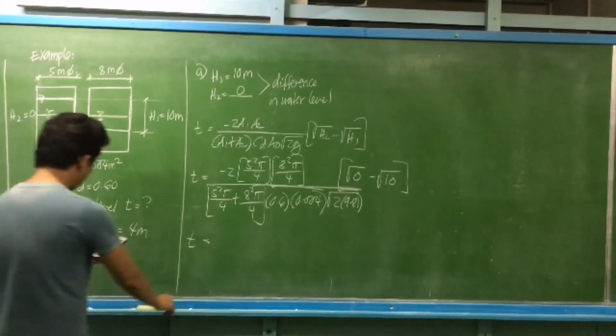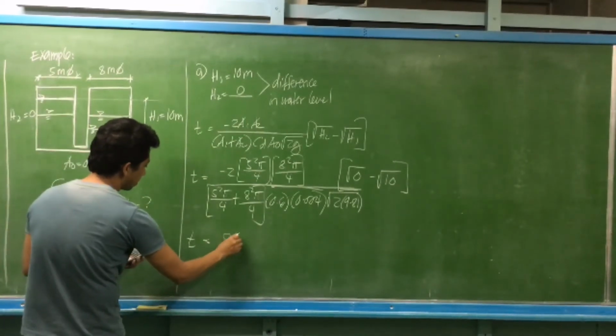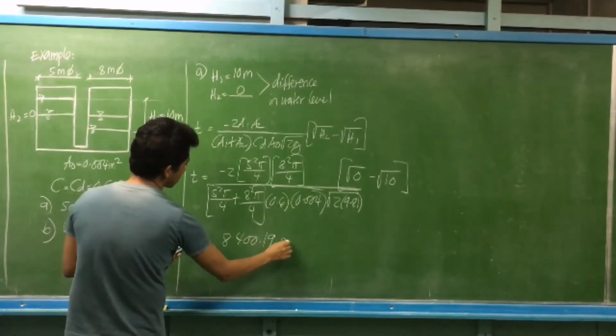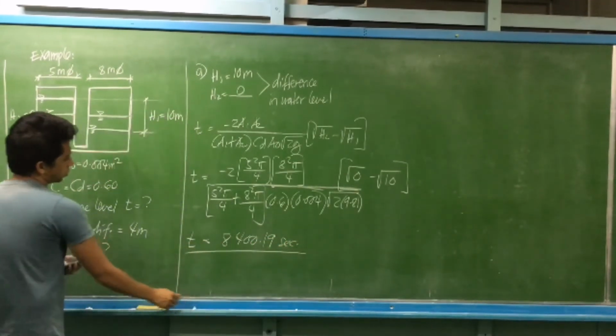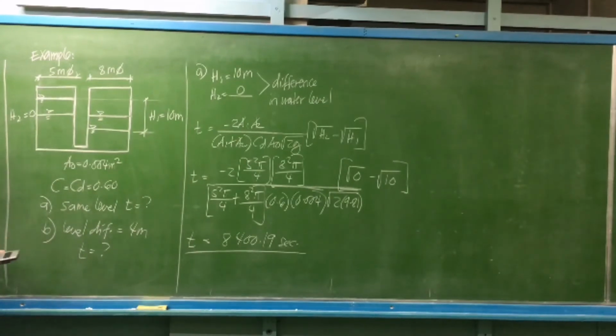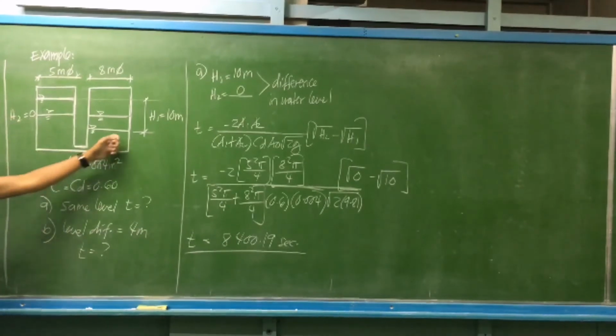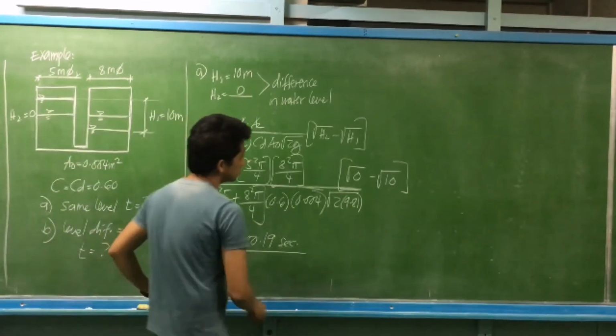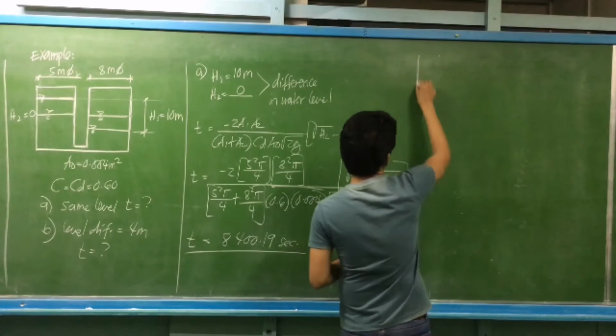Okay, so we have the time required will be equal to 8,400.19 seconds. So, yung water surfaces will be on the same level, at the same time titigil na yung flow. Mag-i-stop na yung flow after 8,400.19 seconds. Okay, so yung next requirement naman, that is for letter B.